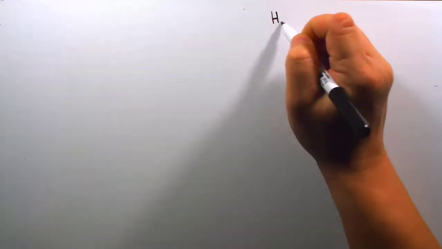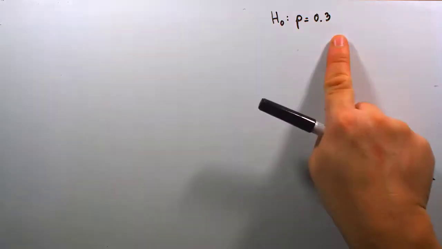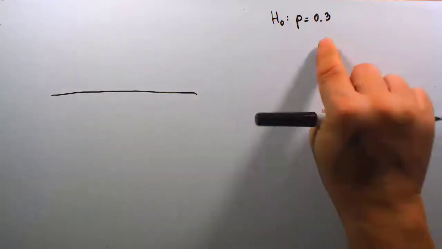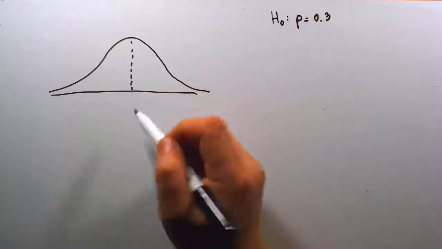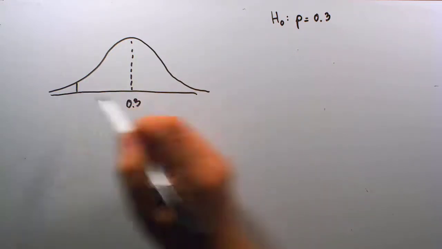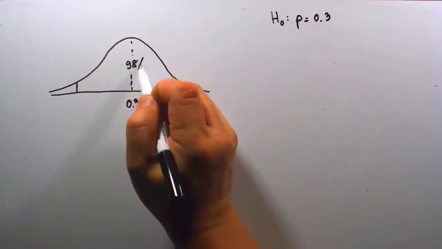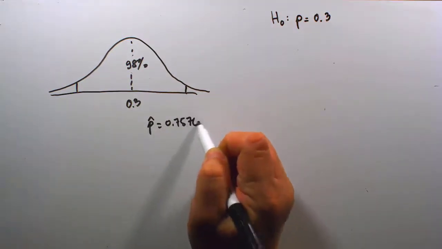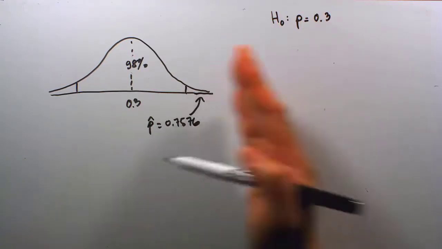So now the claim P equals 0.3, the proportion of iPhone users is 30% in the world, has been rejected, because that claim became the center of all sample proportion values, with our common area being up to 98%. But unfortunately, the sample we found, 0.7576, is well into the unlikely area, extremely to the right.